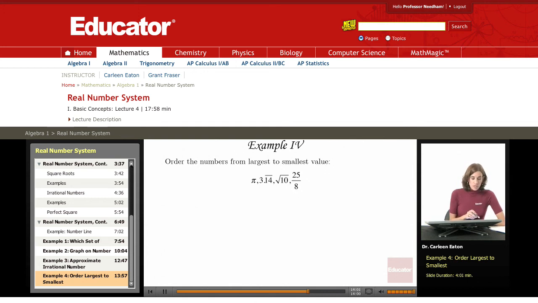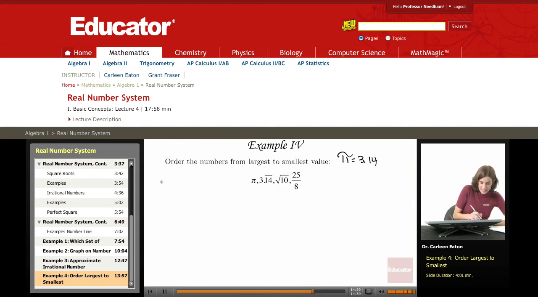For the final example, we're going to order the numbers given from largest to smallest value. When you look at these, they're in all different forms, making it very difficult to compare them. Therefore, in order to compare them, I'm going to get them all into decimal form. And pi equals 3.14. Now, the second number has a bar over the 1.4.